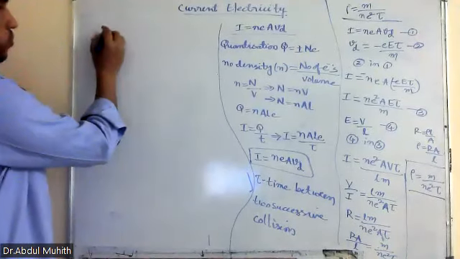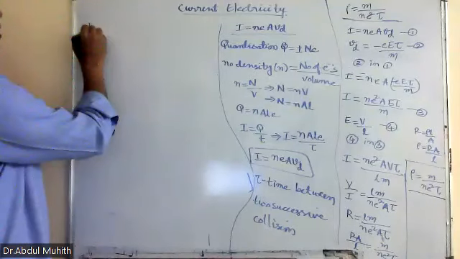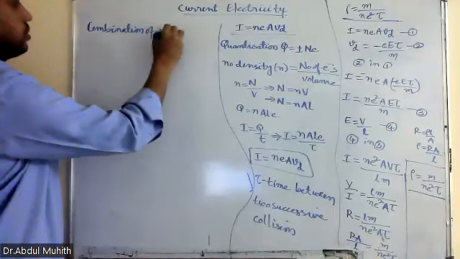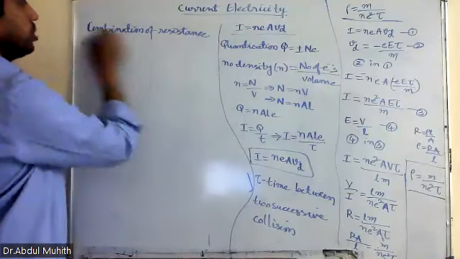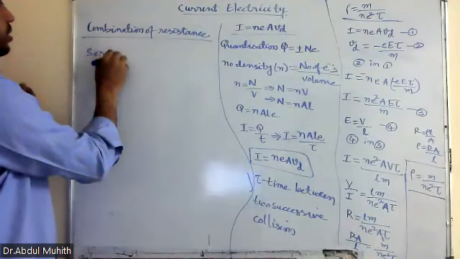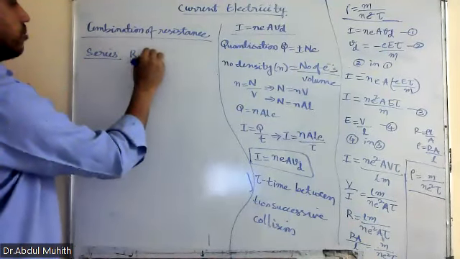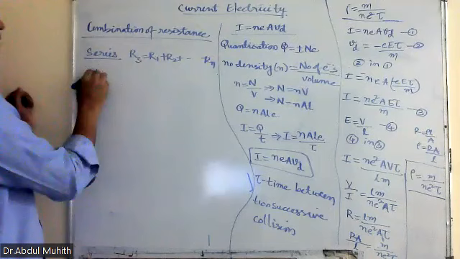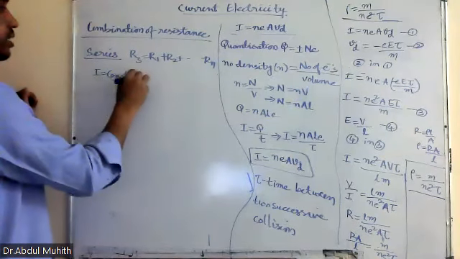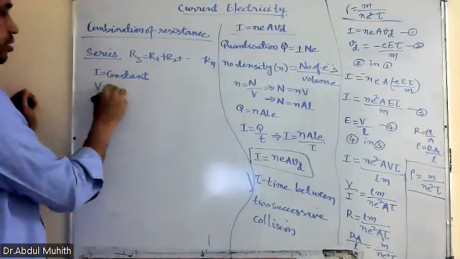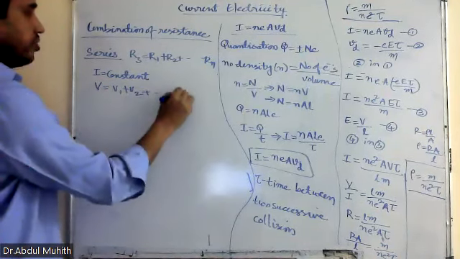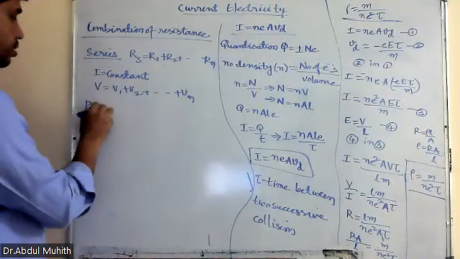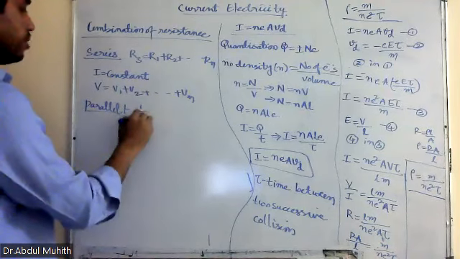Next one here we have resistance in series and parallel. We say combination of resistors. The combination of resistances, first is series. In series, what happens? R_s is equal to R1 plus R2 plus dash dash dash R_n. In series, what will happen? Current is constant, and voltage will be equal to what? V is equal to V1 plus V2 plus dash dash dash. When we add all the voltages, we get the actual voltage. Now coming to parallel, what is the formula here? Parallel is 1 by R_p is equal to what?